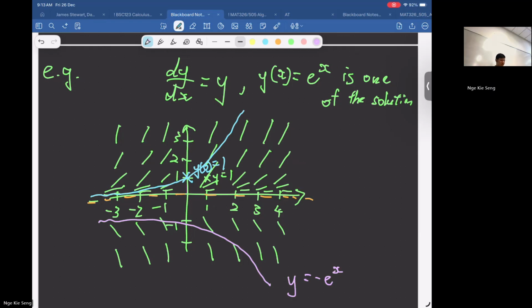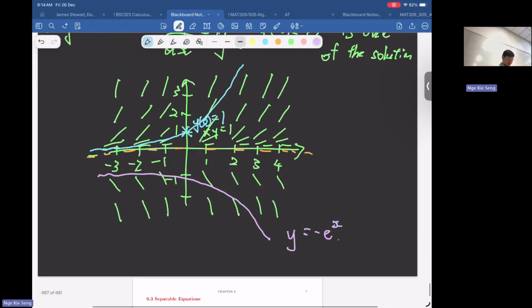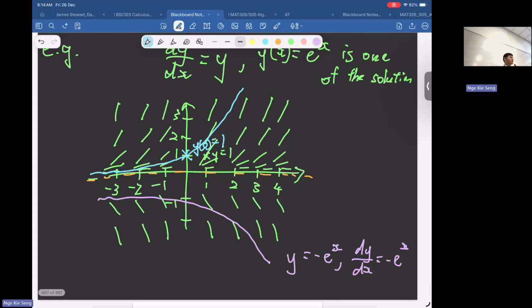Is it true? So maybe you try and differentiate this. You still get minus e to the x, because the derivative is linear, right? So you can pull the minus out, and then you differentiate e to the x, you still get e to the x.